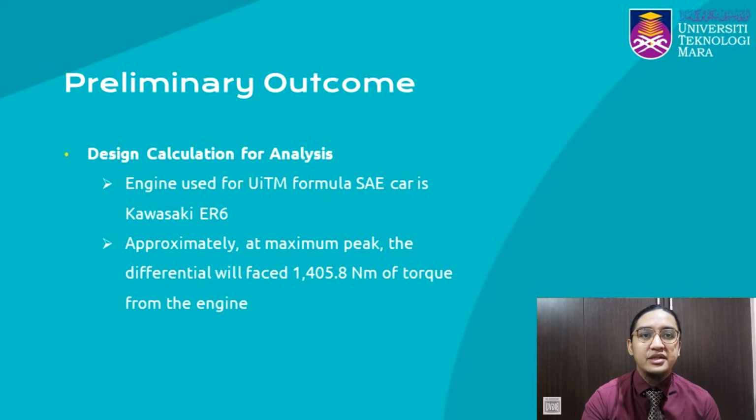Another estimation is made to determine the total torque produced by the engine. The engine used for the UiTM Formula SAE car is the engine from the Kawasaki ER6. The engine is approximately capable of producing crankshaft torque of 65 Nm. The torque received by the differential will be at maximum when the transmission is in first gear, allowing for primary, secondary, and transmission drive reduction. The differential will see a maximum peak torque of 1505.8 Nm from the engine.